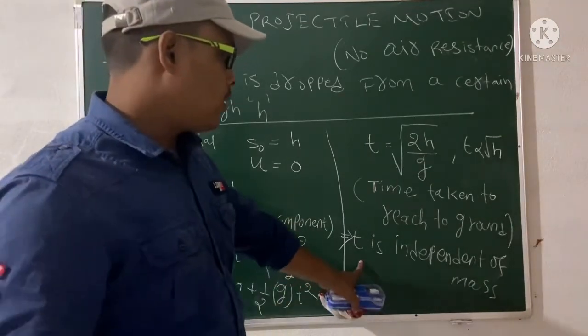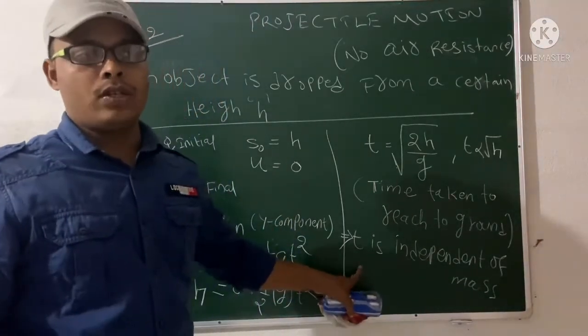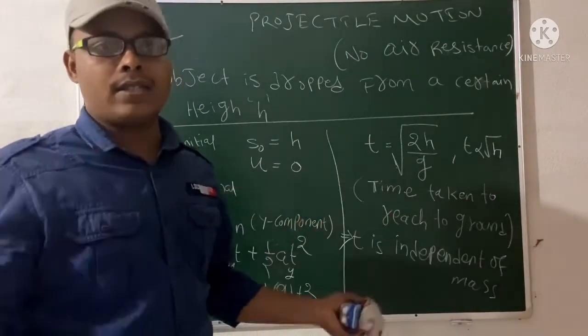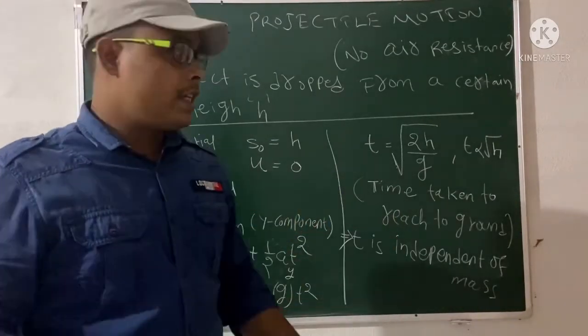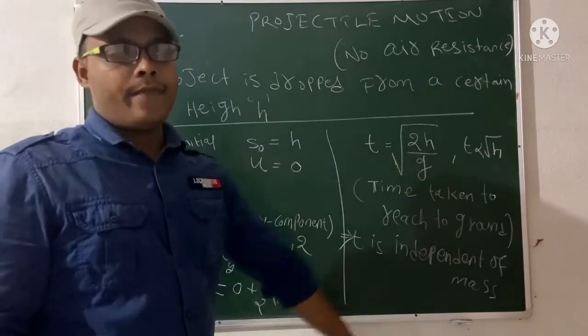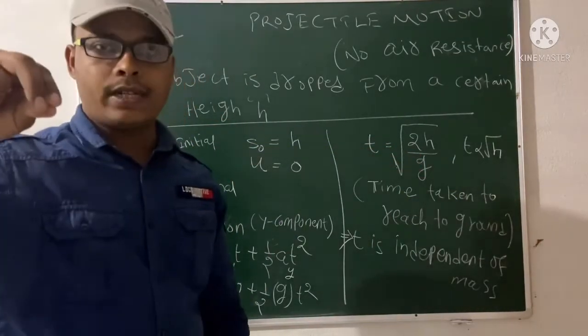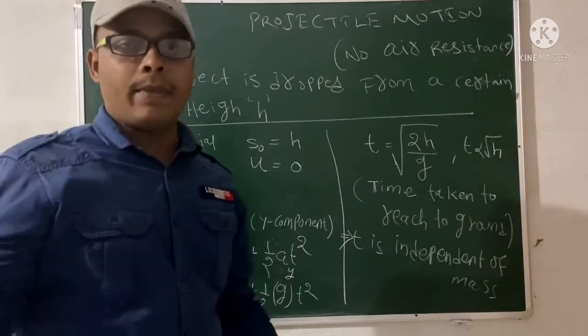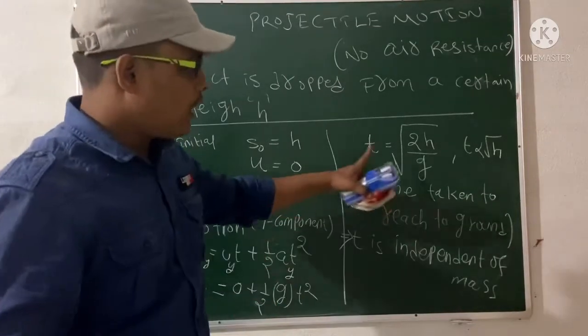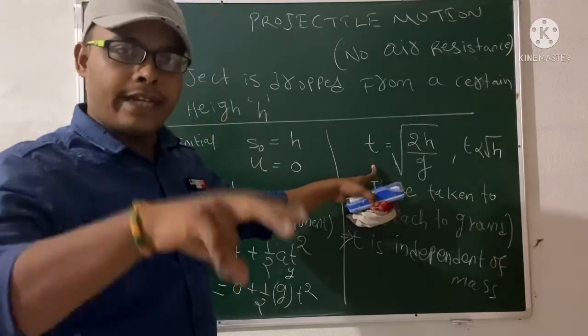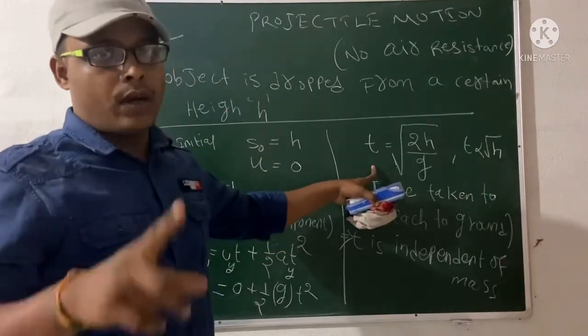Remember, the time does not depend upon the mass. So how large the mass is, it does not depend. It depends upon the height. If you are dropping a small mass object and a big mass object at the same time from the same height, the time taken to reach the ground is also the same.